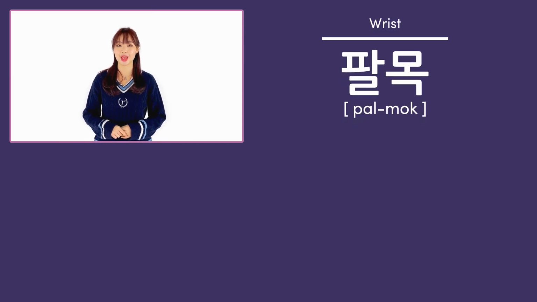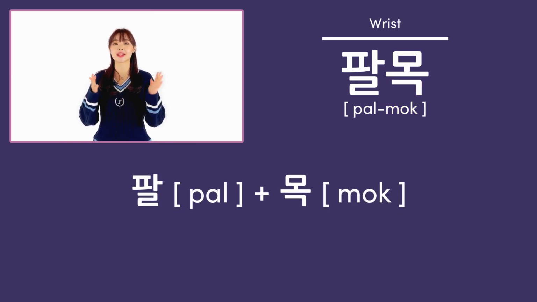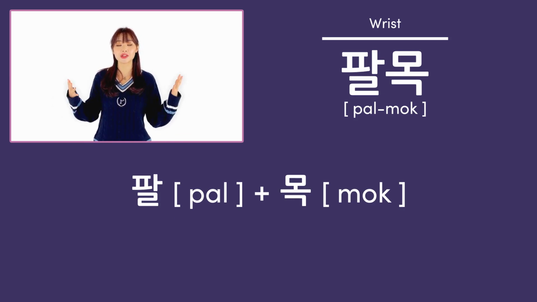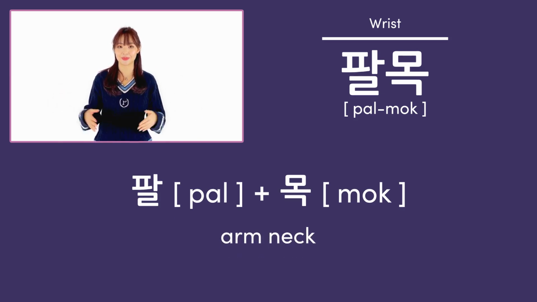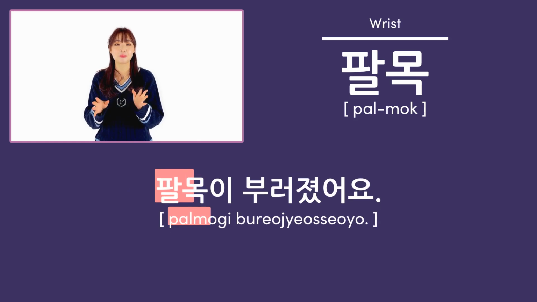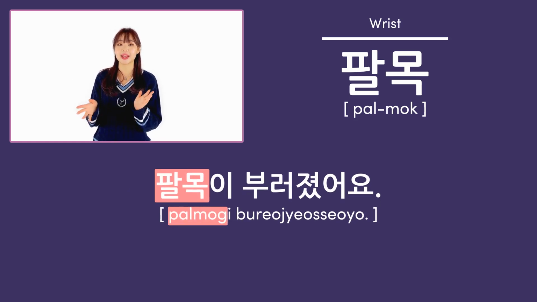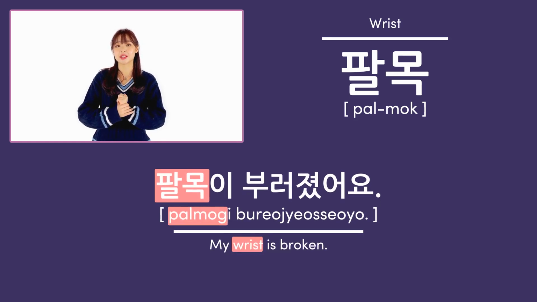Wrist. 팔목. This is a combination of the words 팔 and 목, which can literally translate to arm, neck. For example, 팔목이 부러졌어요. This means my wrist is broken.